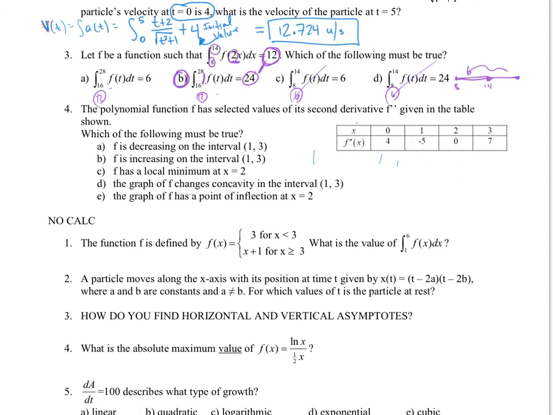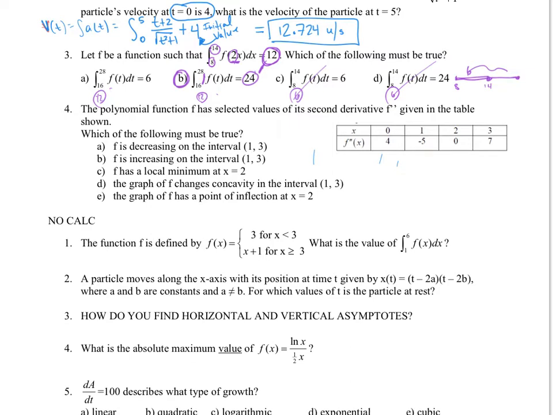On number 4, it says the polynomial function f has selected values of its second derivative f double prime given in the table, showing which of the following must be true. F is decreasing on an interval, increasing on an interval, local minimum at x equals 2, the graph of f changes concavity, and the graph of f has an inflection point at x equals 2. So let's take a look and examine this a little bit.